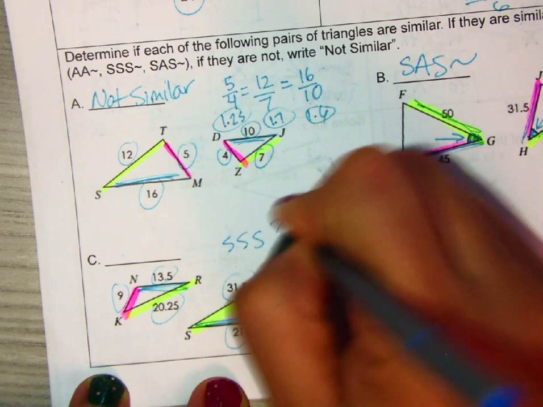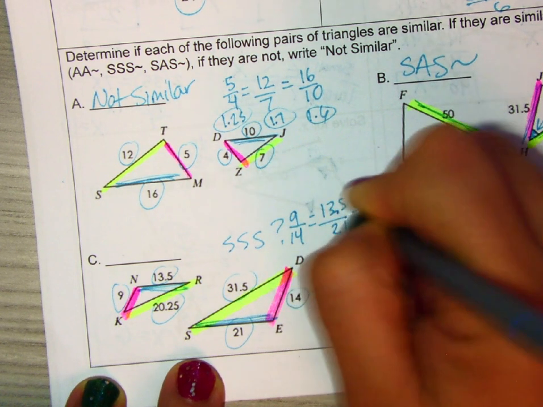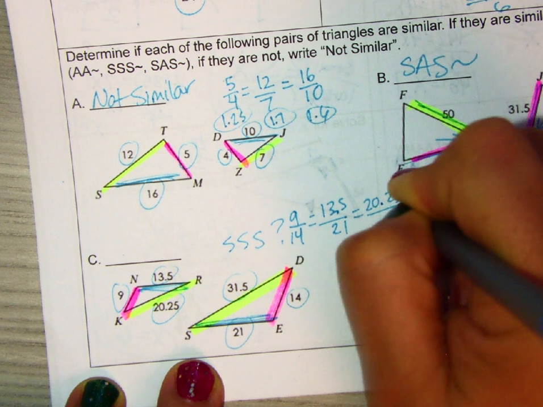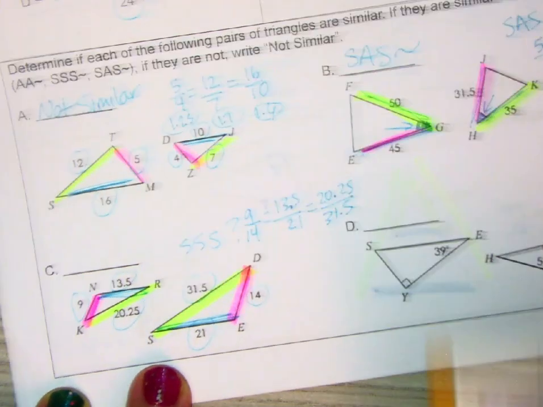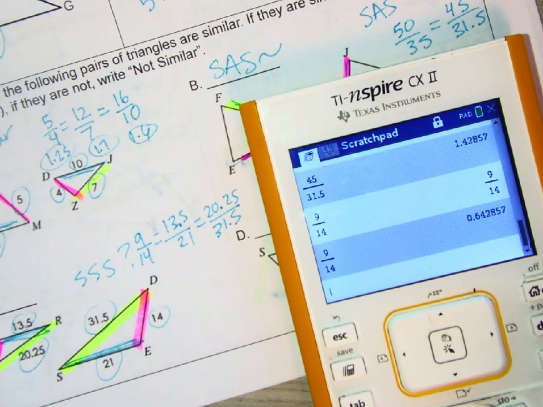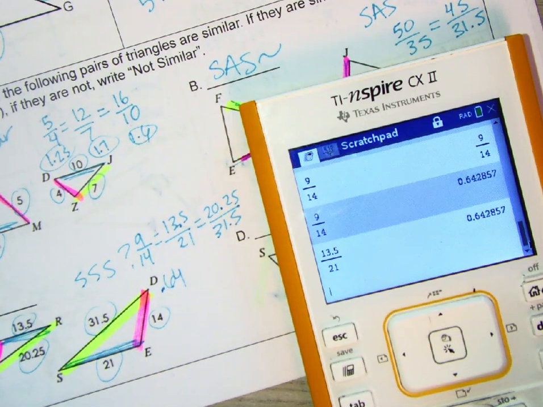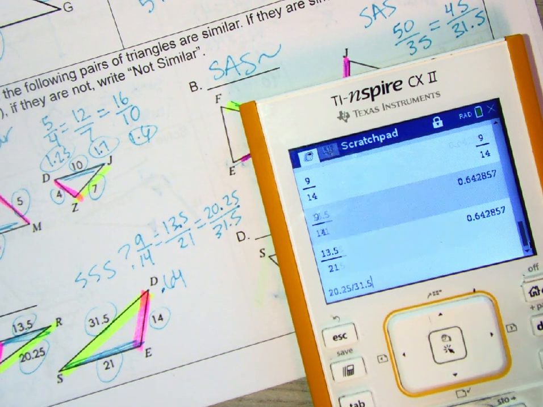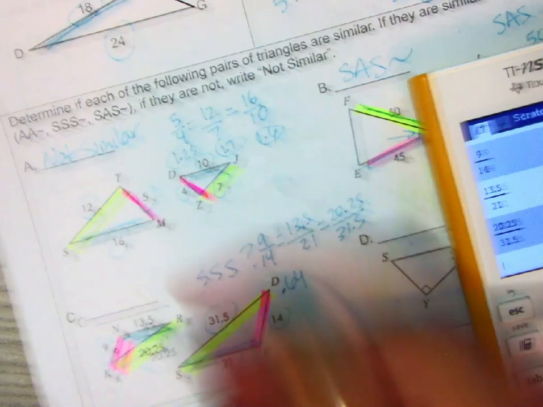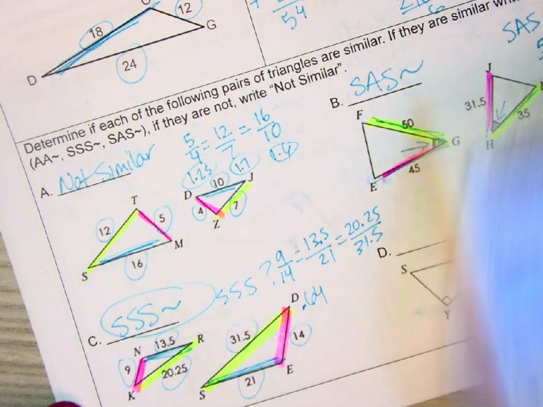So we're going to write 9 to 14 equals 13.5 to 21 equals 20.25 to 31.5. And then we're going to check 9 divided by 14, that's 0.64. And then 13.5 divided by 21, that's the same decimal. So now let's check the last one. And 0.64, they're all the same. So yes, this is backed up proportionally that the side, side, side similarity theorem identifies it.